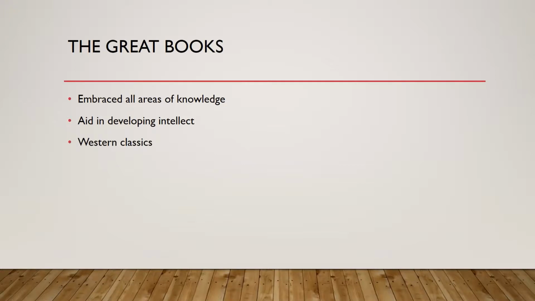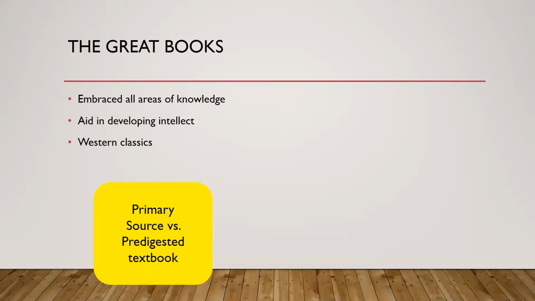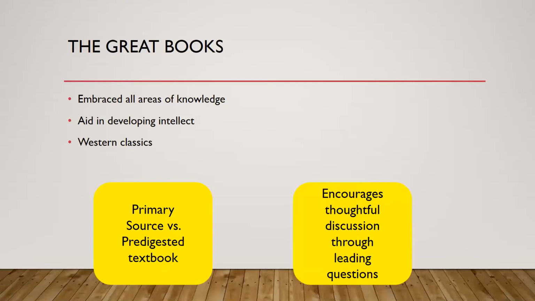The great books were Western classics that were written by very popular Western philosophers such as Plato, Aristotle, Darwin, and Marx. He believed that there were a couple of benefits to reading and discussing the great books in a school setting and as part of a general education. One reason was because these books are considered primary sources rather than pre-digested textbooks, and the use of primary sources could aid students in encouraging thoughtful discussion through leading questions.